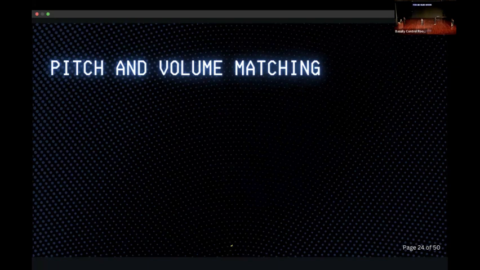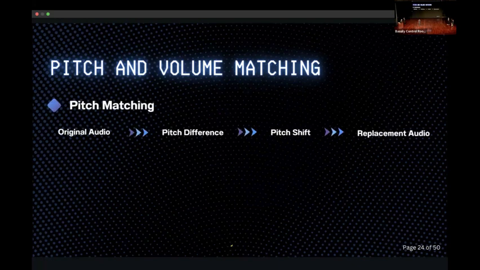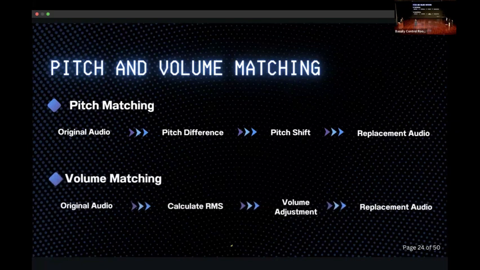Okay, so the first method we used to try to solve this problem was pitch and volume matching. To perform the pitch and volume matching, the first thing we focus on is pitch matching. We take the original audio and we try to match it to the replacement audio. To do this, we would subtract them, and to do that, we would just use Librosa's pitch matching function. So that part was easy. The harder part was the volume matching.